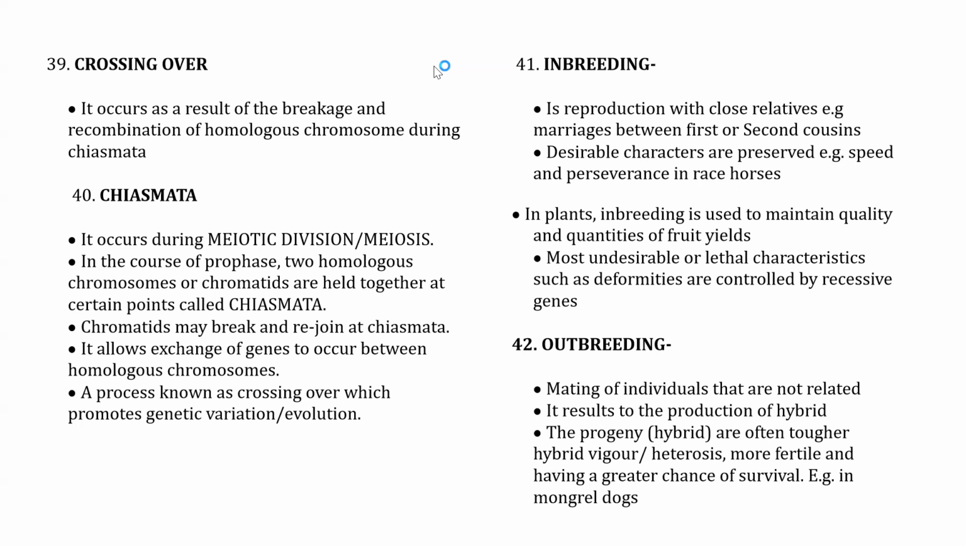So there will always be production of hybrids there, because new hybrids means new offspring with cool characteristics, new characteristics that you are looking for. The progeny or the hybrids are often tougher and more fertile, and have a greater chance of survival than the previous ones. So that's what outbreeding is all about. Outbreeding goes alongside what? Hybridization or heterosis.